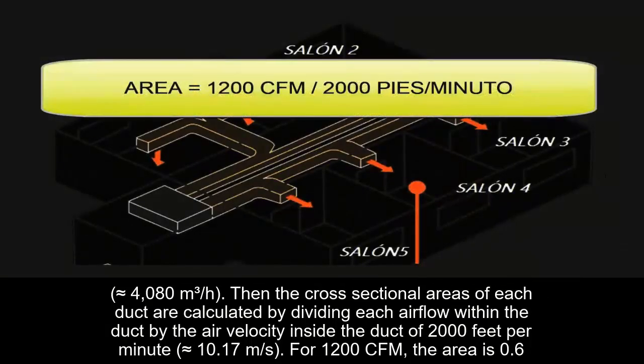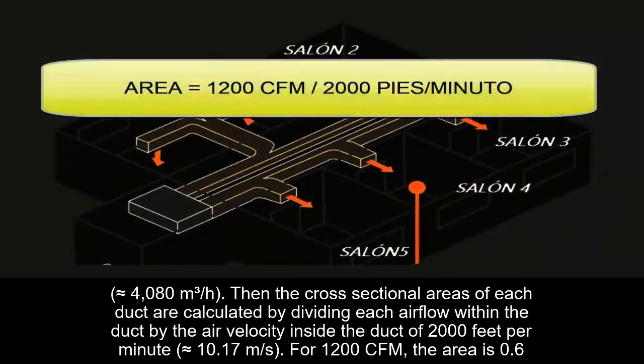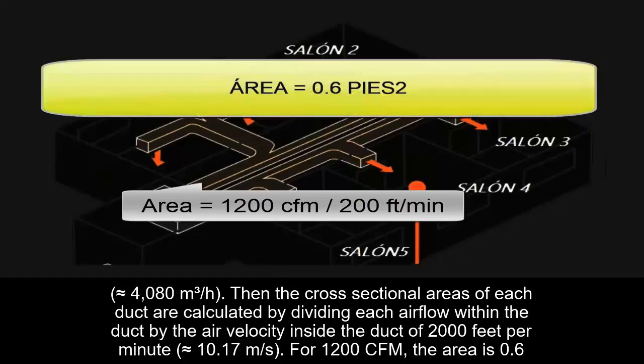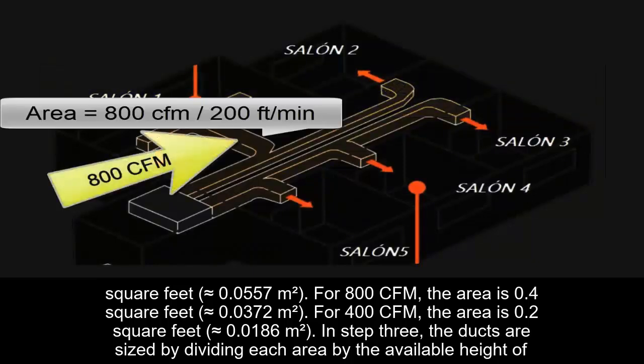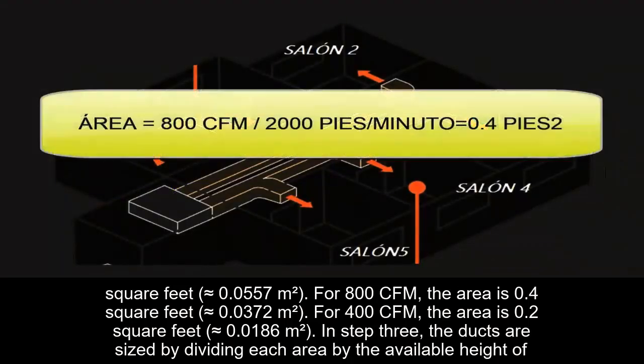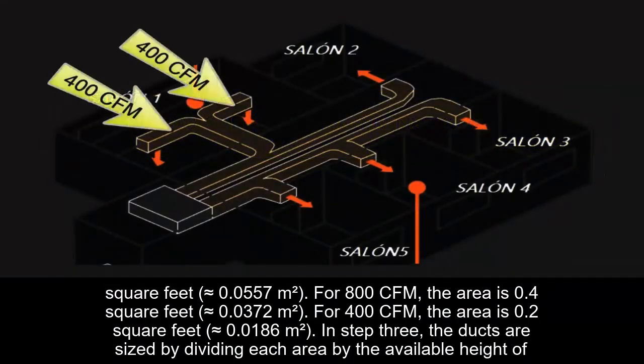Then, the cross-sectional areas of each duct are calculated by dividing each airflow within the duct by the air velocity inside the duct of 2,000 feet per minute, nearly 10.17 meters per second. For 1,200 CFM, the area is 0.6 square feet, nearly 0.0557 square meters. For 800 CFM, the area is 0.4 square feet, nearly 0.0372 square meters. For 400 CFM, the area is 0.2 square feet, nearly 0.0186 square meters.